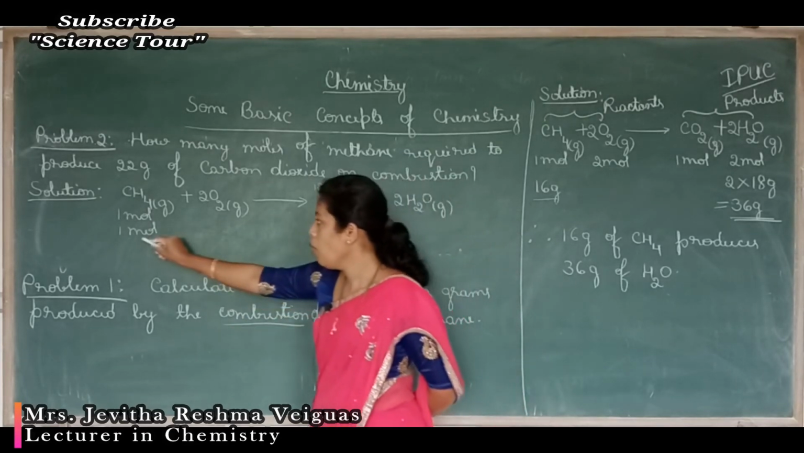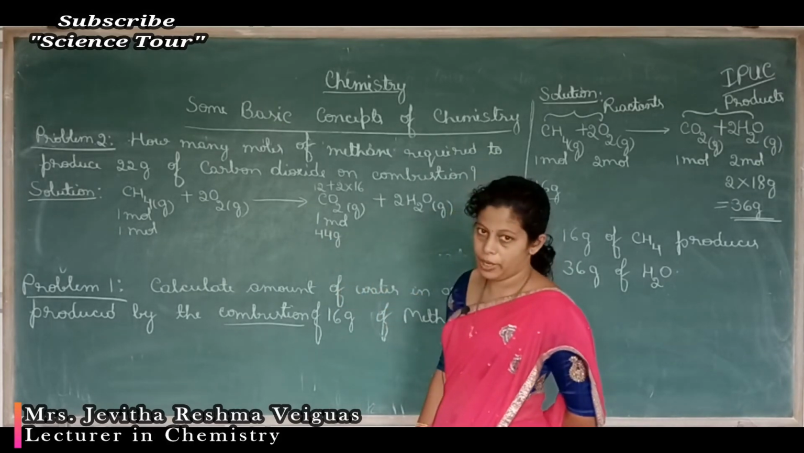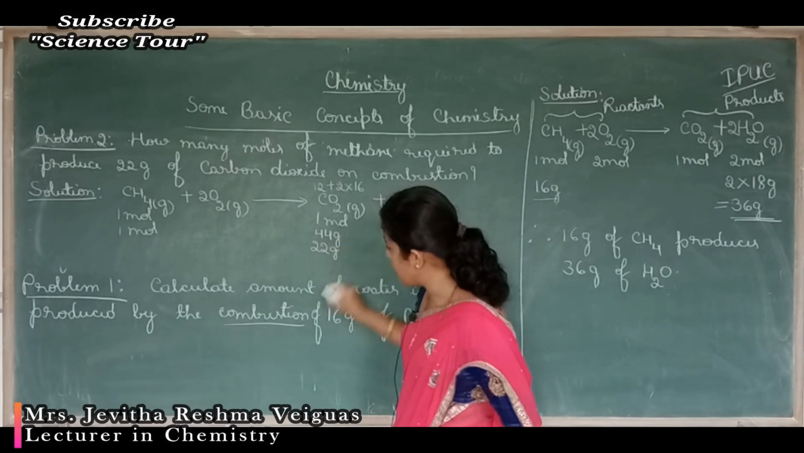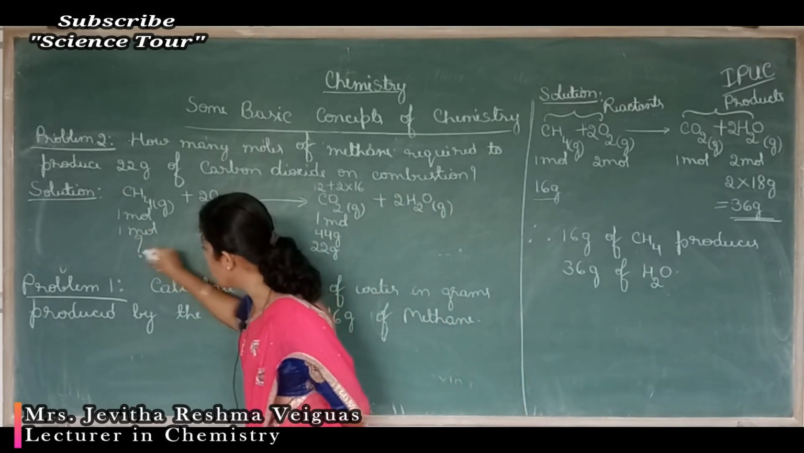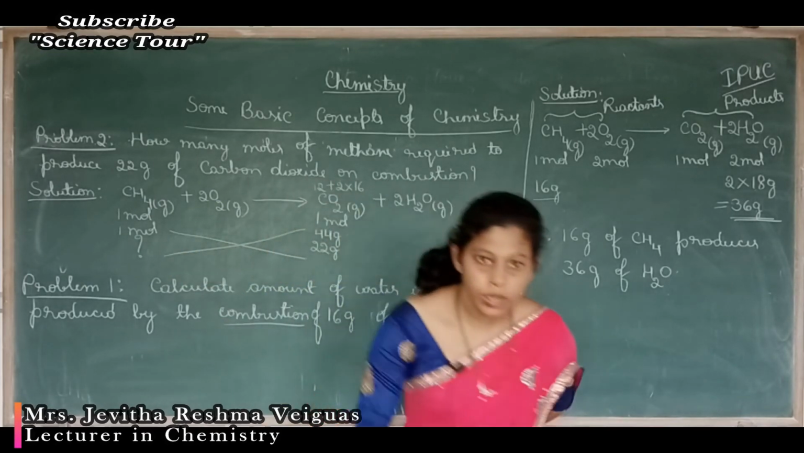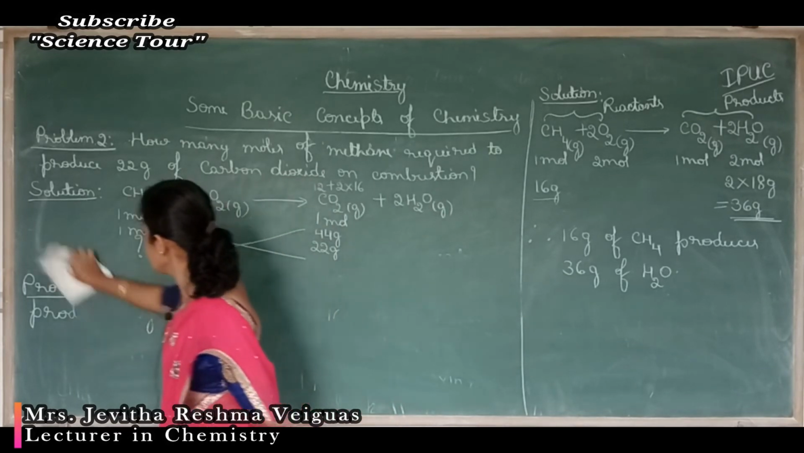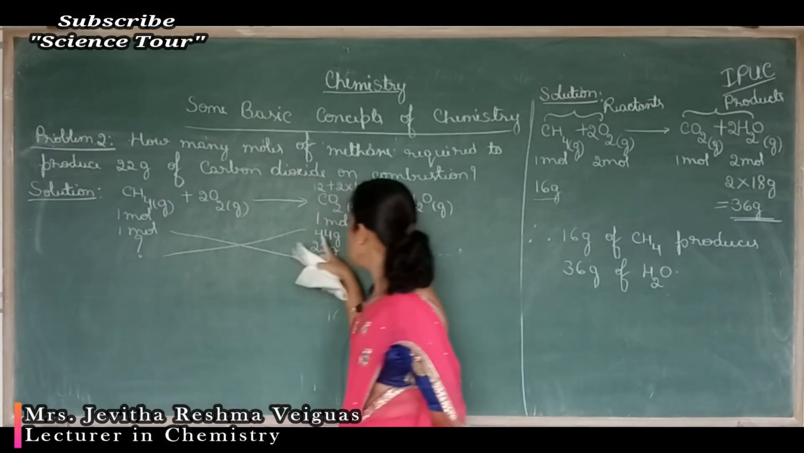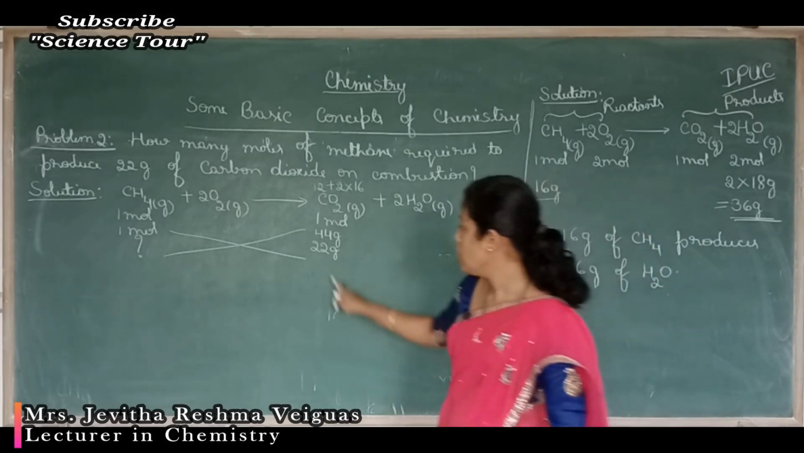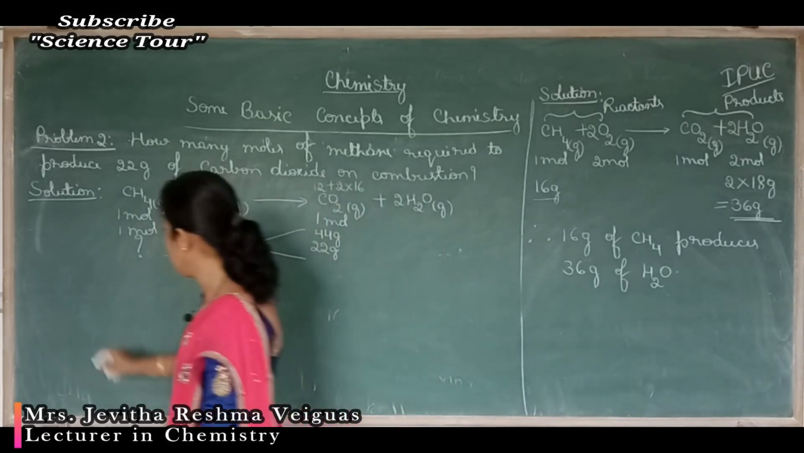So we know 1 mole methane produces 44 grams carbon dioxide. So 22 grams of carbon dioxide is produced by how many moles of methane? This is the calculation you have to do. You have to cross multiply this. What you want to solve is: 1 mole methane gives 44 grams carbon dioxide. 22 grams carbon dioxide is produced by how many moles of methane?